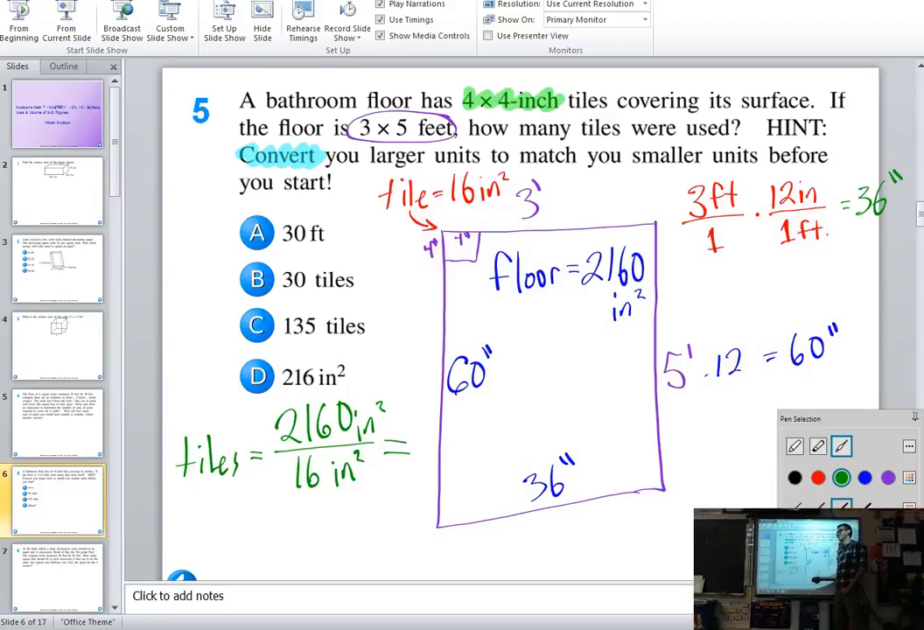You with me? Because I can tell you're not writing down. If you got this problem right, that's okay. Yeah, I got it right. I got it right.